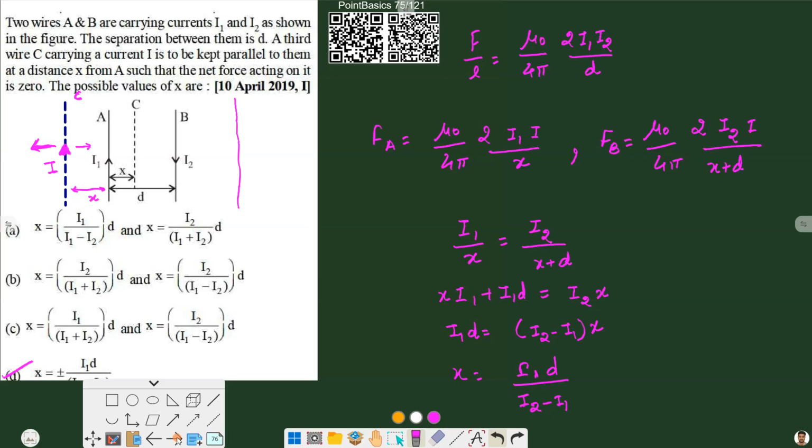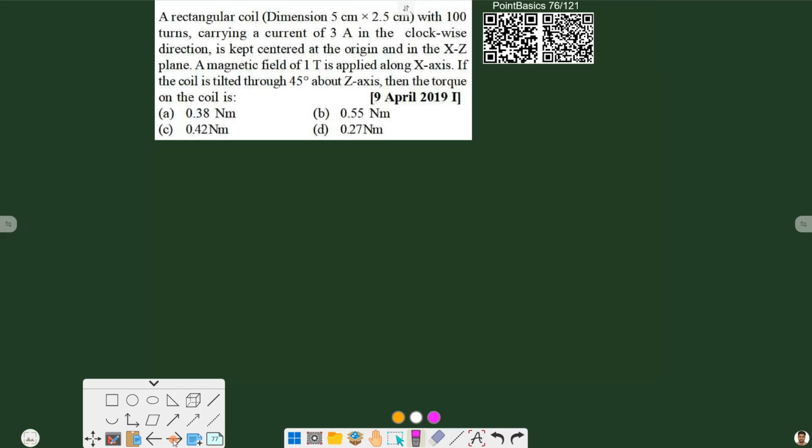Moving to the next one. A rectangular coil, dimensions are given, with 100 turns carrying current in clockwise direction, kept at the origin in the xy plane. A magnetic field of 1 Tesla is applied along the x-axis. If the coil is tilted by 45 degrees about the z-axis, find the torque on the coil.